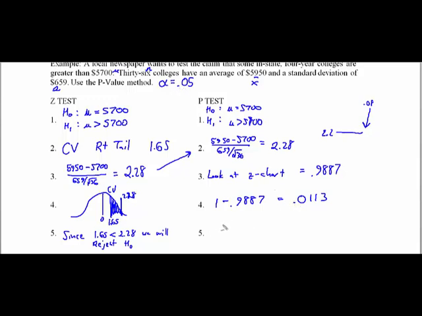And if it is smaller than the alpha, we will reject. If it's bigger than the alpha, we will not reject. And so, yes, this is 1.13%, changing the decimal to a percent. So since 1.13% is less than 5%, you also could have said, the other way around, 5% is greater than 1.13%, we will reject the null hypothesis.